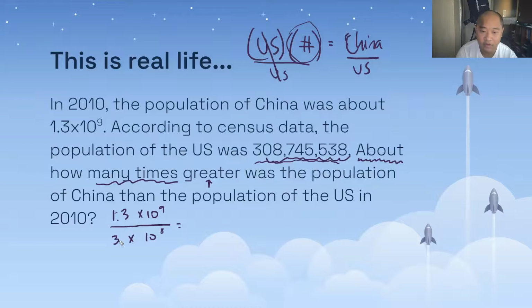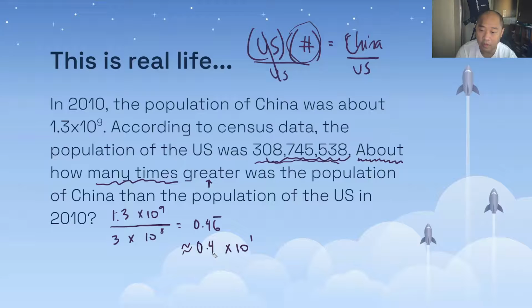And 1.3 divided by 3 is 0.46 repeating, I believe. But again, we don't need to be that exact. So we're just going to use 0.4. It's about 0.4 times 10 to the 1. 9 minus 8 is 1.